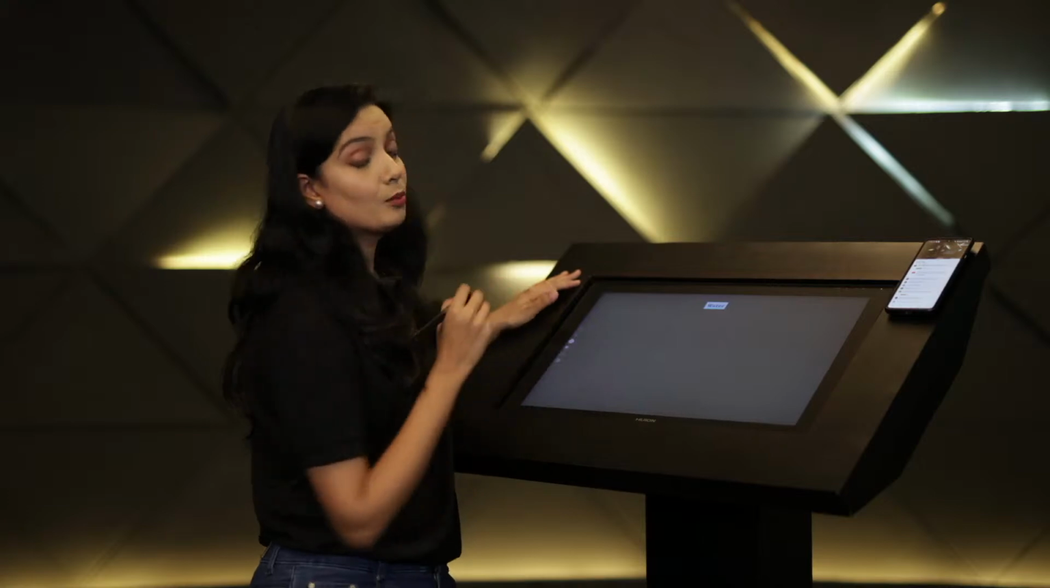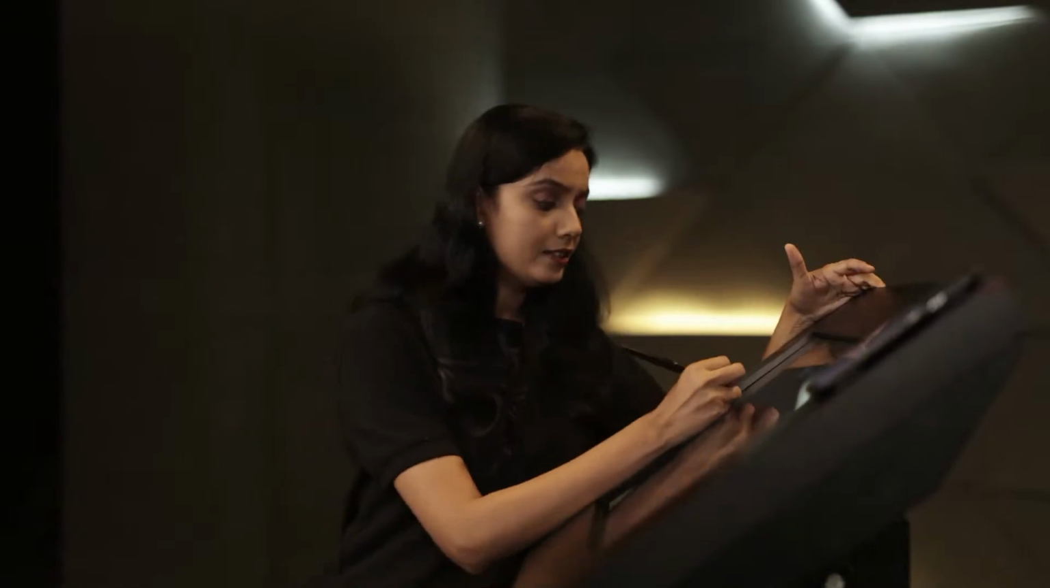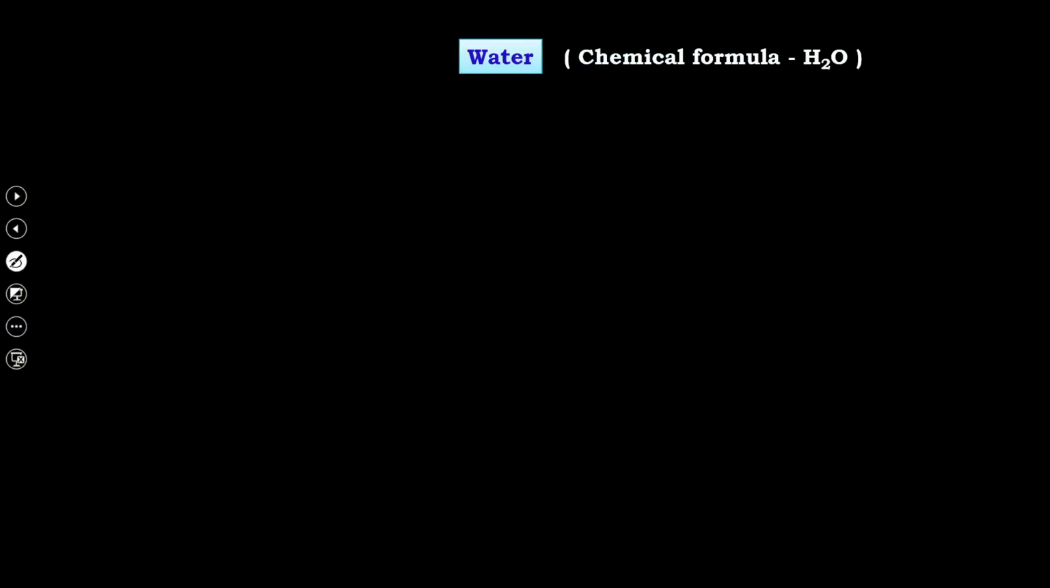Okay, now moving towards another vital element which is required for the existence of living beings, that is water. You guys know that we cannot live without air and water. So now let us have a look at how water is formed, and the chemical formula of water is H2O. That means it is a combination of hydrogen and oxygen, right.